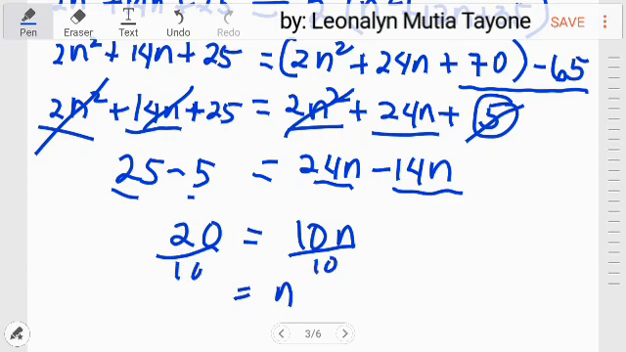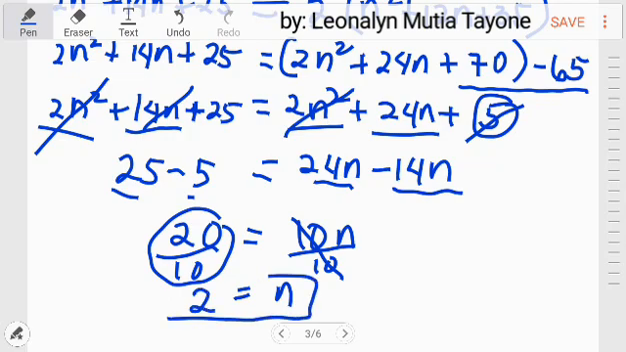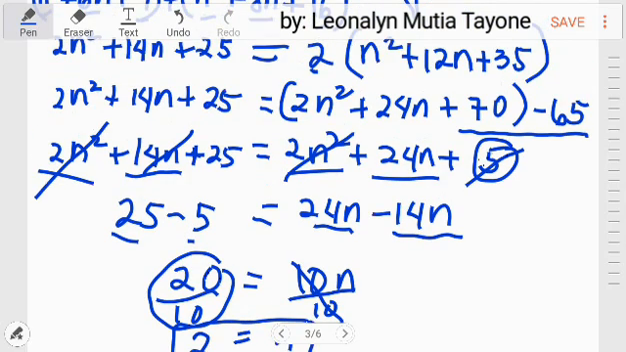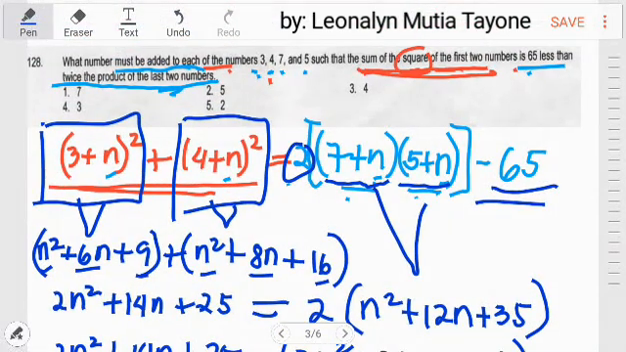Pareho lang din yang ganyan. So, cancel out na si 10 dyan. Isolate na si n dyan. 20 divided by 10 and the answer is 2. So, ang sagot sa tanong dito ay 2. Saan 2 dito? Ito, choice number 5.